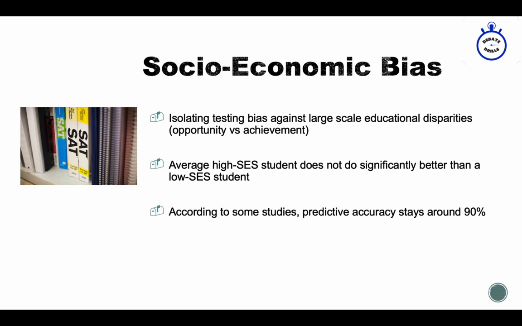So in terms of socioeconomic bias, this is a common critique of the SAT and ACT. What's important in terms of the statistics debate is isolating testing bias from large-scale educational disparities. Well, I'm sure you've seen the charts that show that people who make more money are far more likely to do well on the SAT. This does not tell the whole story. This doesn't necessarily indicate that the SAT is the reason for these gaps.